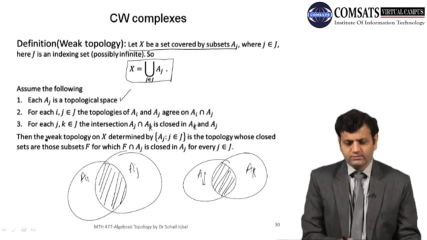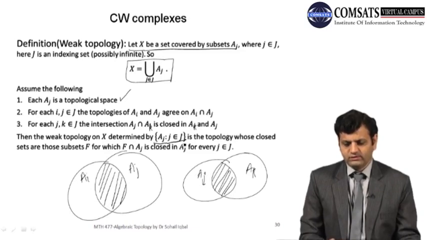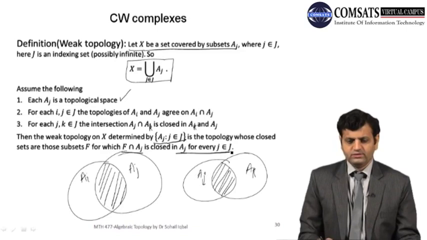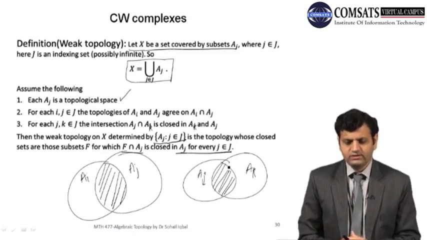Okay, so then the weak topology on X, determined by this collection of subsets which basically cover the whole topological space, is the topology whose closed sets are those subsets F for which F intersection A_j is closed in A_j for every j belonging to capital J. So that's how we define a weak topology.